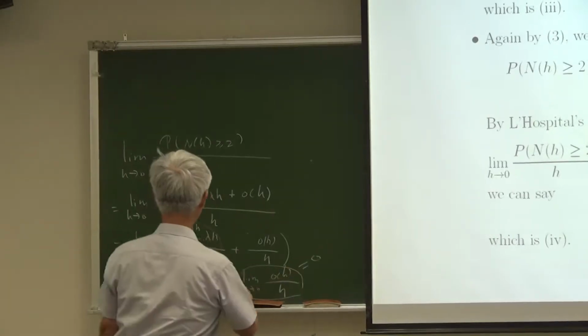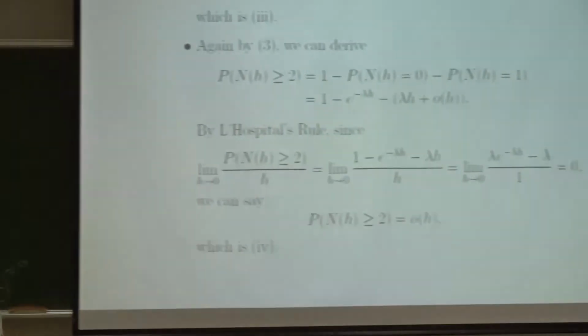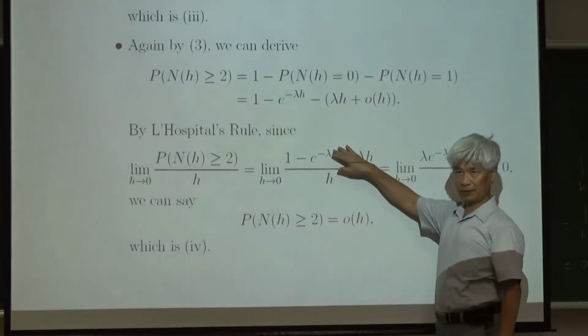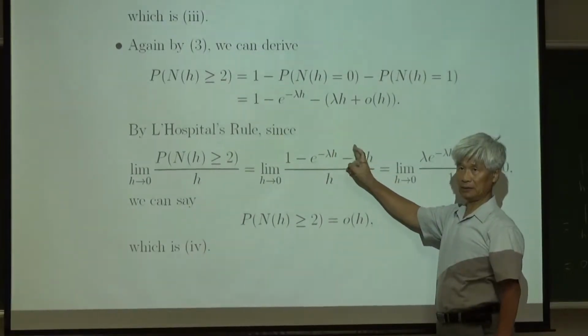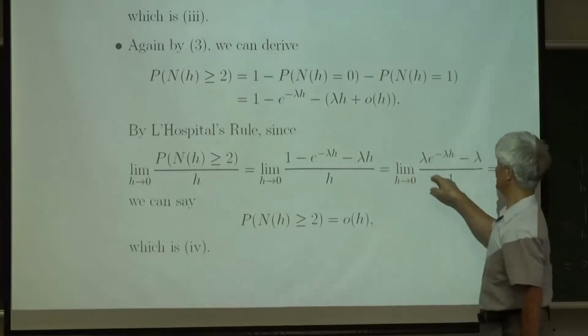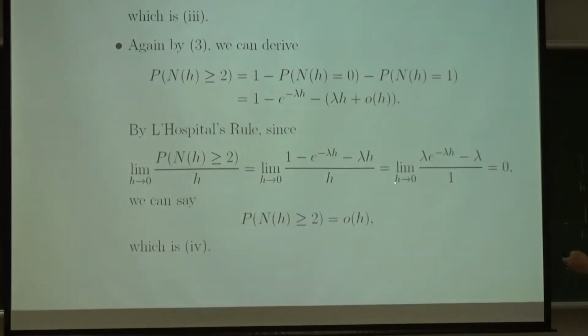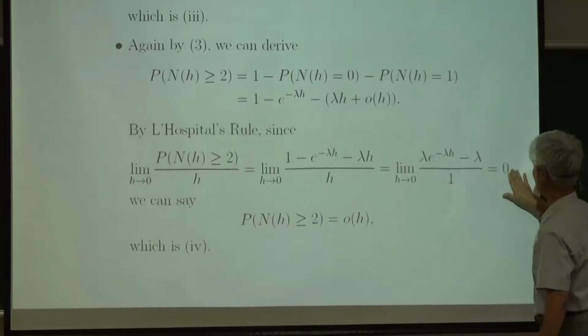Okay, so we have to check only the first ratio here, and by L'Hôpital's rule, we can take the derivative of the denominator as well as the numerator. So this is 1, and the derivative is this one. And of course, as h goes to 0, this goes to 1, and so the difference goes to 0. You get the 0 here.